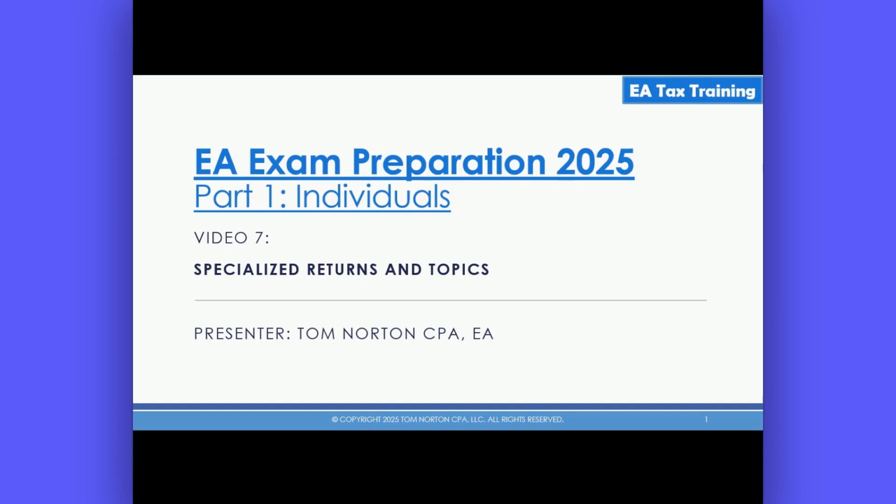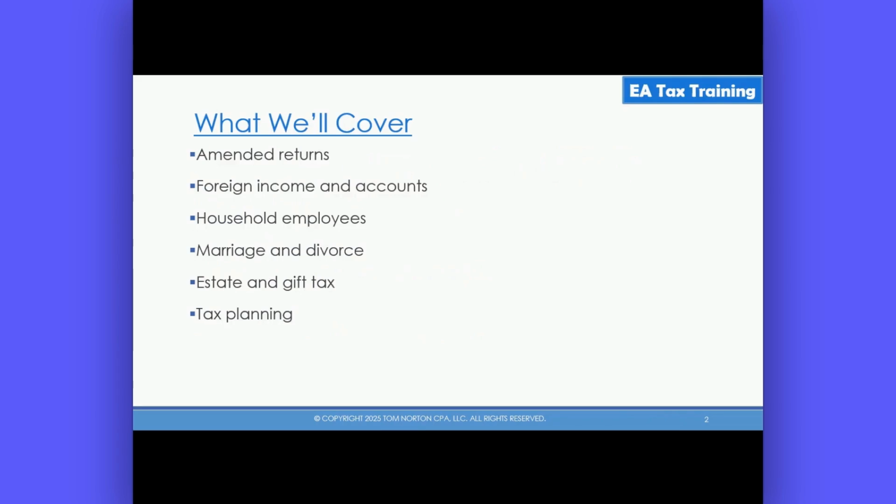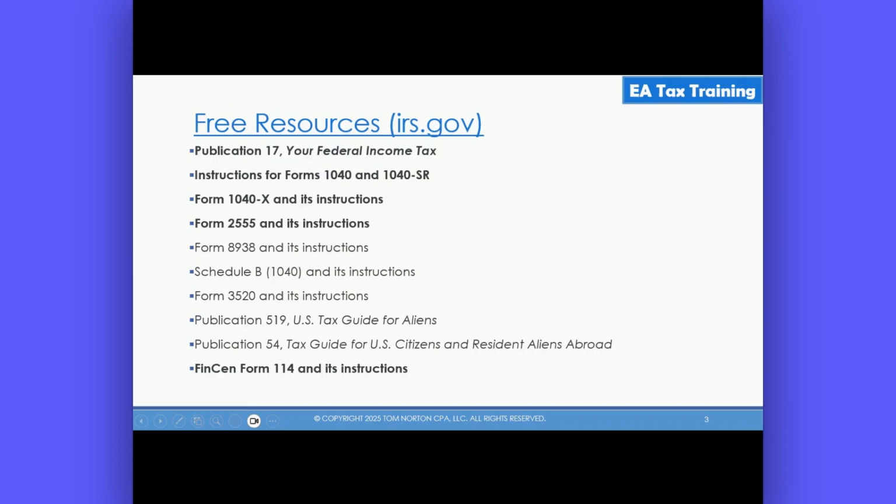Specialized returns is a phrase borrowed from the IRS testing outlines. Essentially, what this video covers is all the miscellaneous individual tax topics that don't fit neatly into any of the other categories. Specifically, what we will cover in this video are amended returns, foreign income and accounts, household employees, marriage and divorce, estate and gift tax, and tax planning.